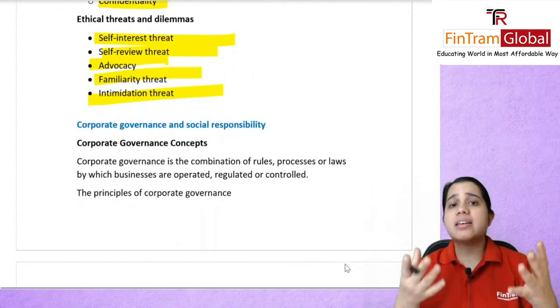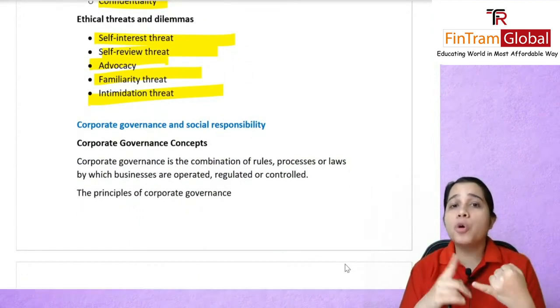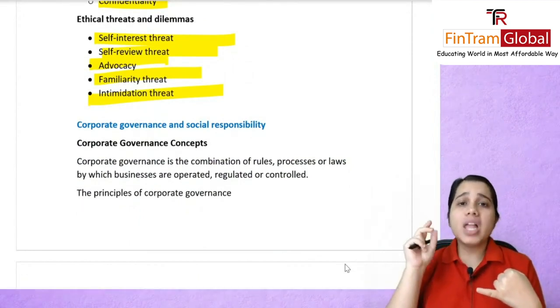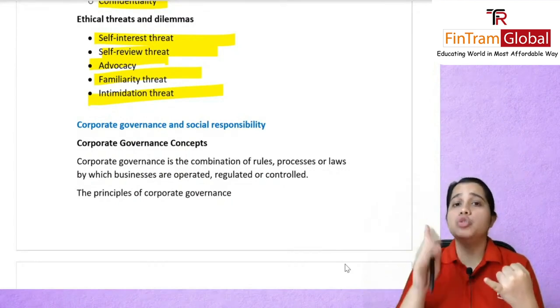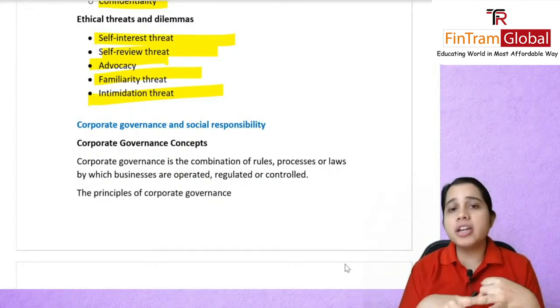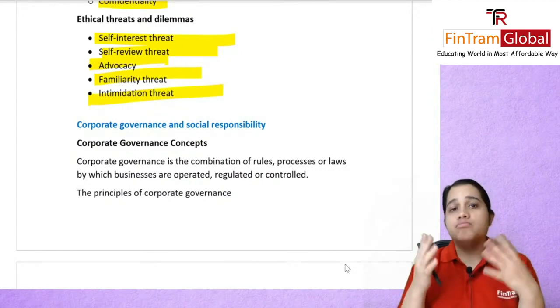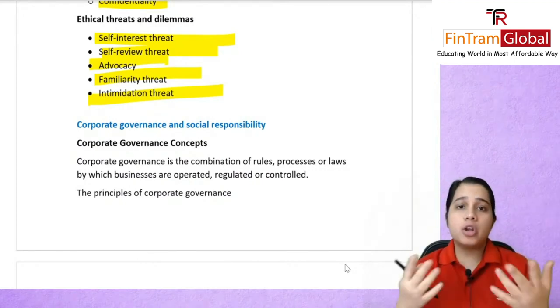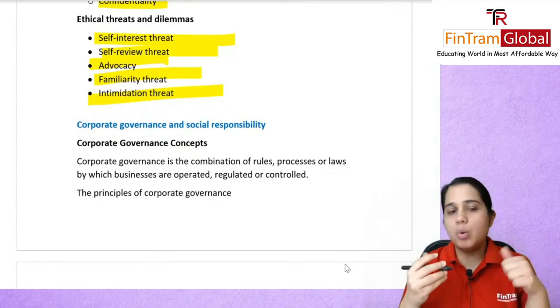If these arise, you should report to your ethical officer, if you have one, or your board of directors, or your audit committee, or you can also go to your professional body for any advice or legal advice.